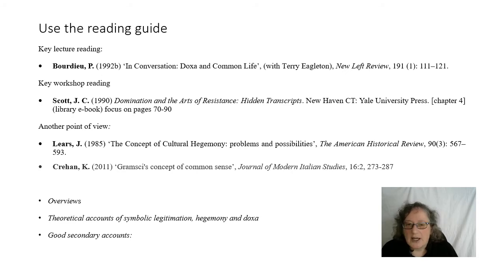Because these are theoretical readings, they're slightly more difficult than some of the more empirical readings that we've looked at earlier in the course. So there are some overviews, secondary accounts that you can draw on, but you should be drawing on the primary accounts. Another point of view is people advocating Gramsci's concept of hegemony and common sense, and particularly Crehan argues that Gramsci's concept of common sense is better than Bourdieu's alternative account using doxa and the habitus. There are theoretical accounts of symbolic legitimation, hegemony and doxa, which not only explain those terms, although hopefully the lecture will do that sufficiently to get you into the topic, they go a little bit further, but you'll also see the critical accounts in those. And as I say, there are overviews and good secondary accounts. Please draw on those if you find the readings a little bit more difficult because they are more theoretical.